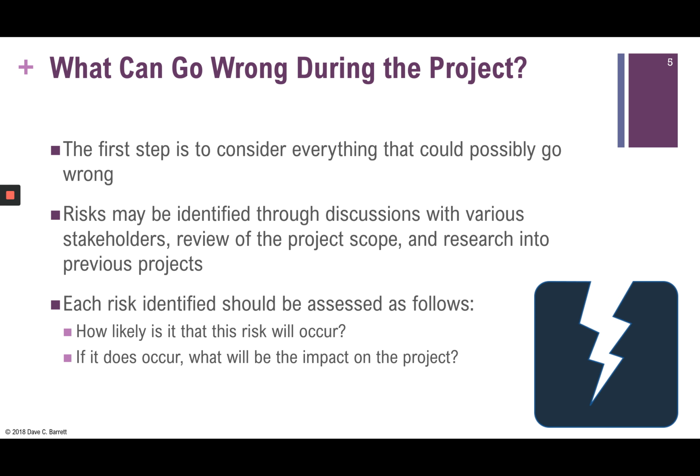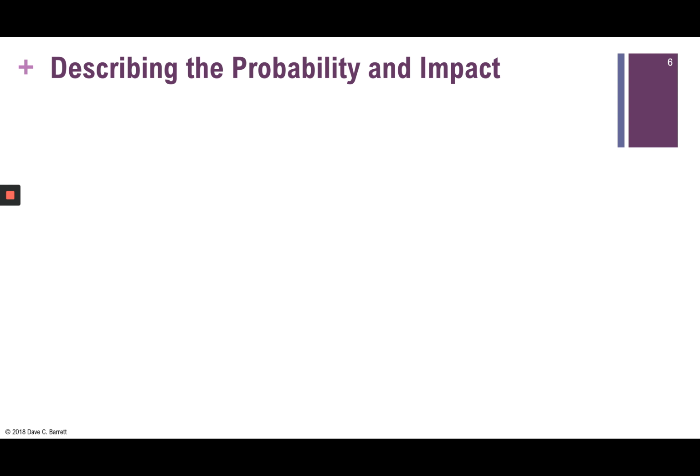The second assessment is that if it does occur, what will be the impact on the project? Is it a minor annoyance or is it a catastrophic problem? Those are things that we need to think about once we've identified each risk.